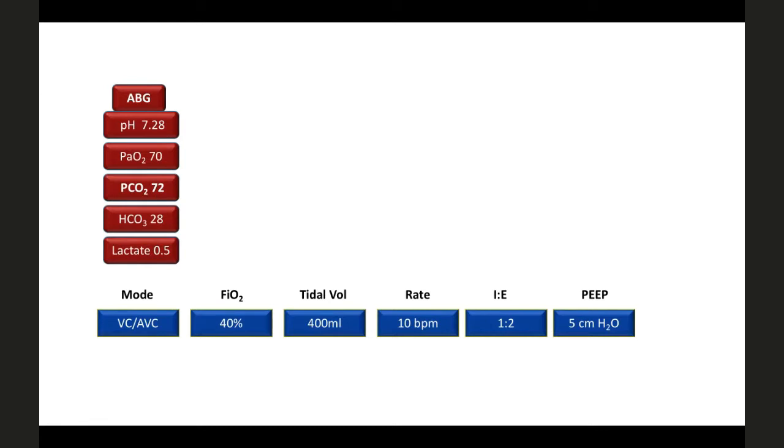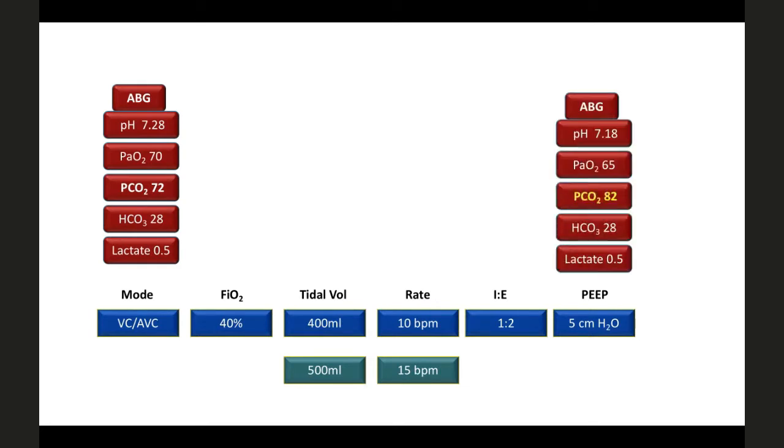So my friend said, you go up on minute ventilation. Minute ventilation is tidal volume into rate. So increase the tidal volume to 500, increase the rate to 15 breaths per minute, and he leaves the case. 2 hours later, I did an ABG, which showed a pH worsening to 7.18, PCO2 also worsening to 82 from the initial 72. Now, how do we explain this change? We have increased the minute ventilation, but the PCO2 has increased.